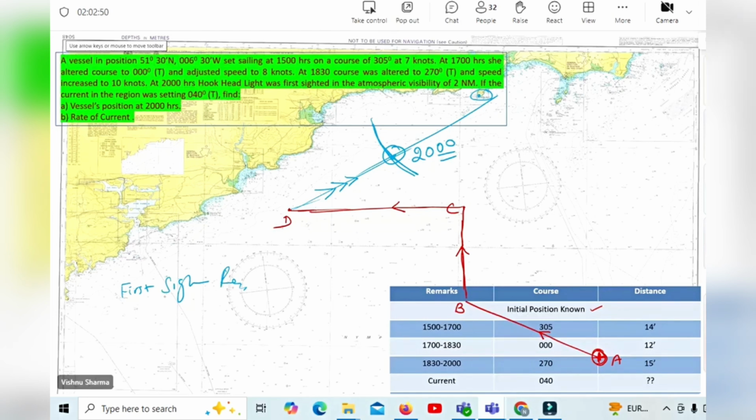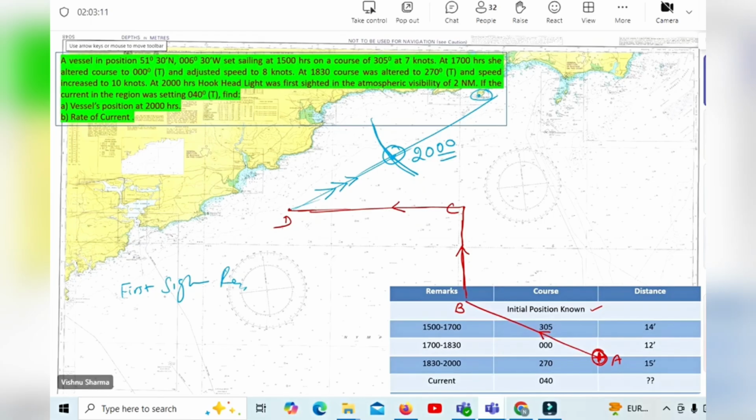Correct? So can you repeat again? So what was the last step, sir? What is given in the last? So we drew the current. After pointing the current, what else is given? At 2000 hours. Okay, let me just tell you.